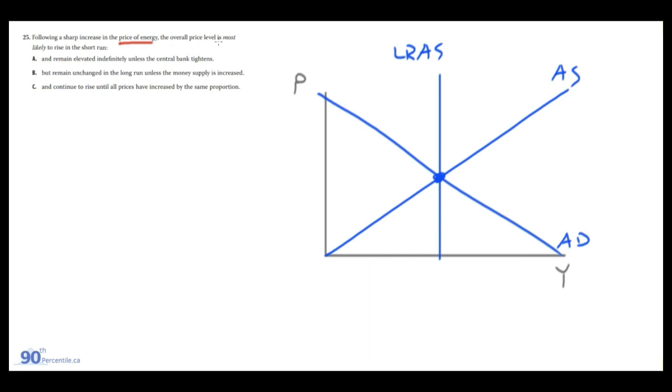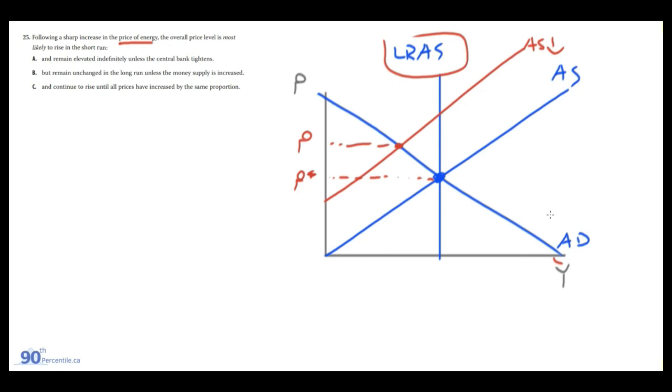Following a sharp increase in the price of energy, which is a decrease to aggregate supply or a shift to the left, the overall price level is most likely to rise in the short run, and then which one of these? So if we draw this out, this is a decrease in aggregate supply, and we have higher price levels here. So in the long run, without any change to aggregate demand or long run aggregate supply, this curve is going to shift back to where it was, and we're going to end up at the same point. So that would infer that in the long run, prices will remain unchanged at the original spot.